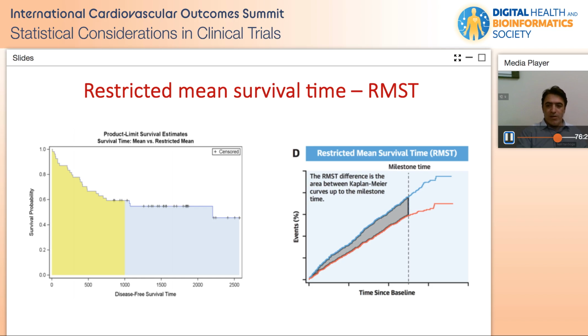Let me briefly talk about what restricted mean survival time, or RMST, is. In fact, the area under the Kaplan-Meier survival curve is known as mean survival. If you calculate this area up to a pre-specified time, it is then the restricted mean survival time. If we have two treatment arms, the difference between the RMSTs will be an appropriate treatment effect for us.